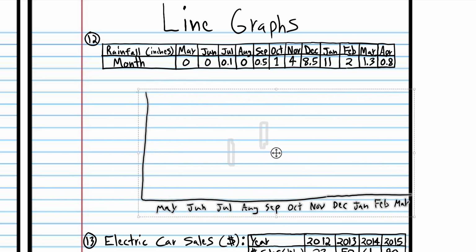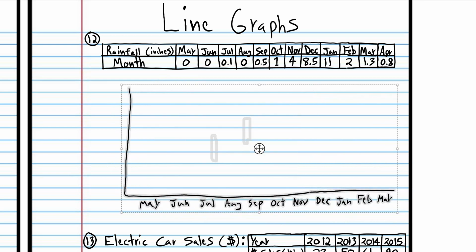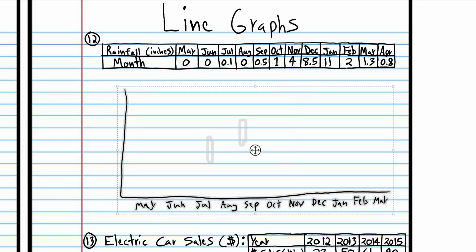this over. So we have all the months of the year. All right, and then we're going to have rainfall in inches. The biggest number is, let's see, it looks like the biggest number is 11. So 1, 2, 3, 4, 5, 6, 7, 8, 9, 10, 11.